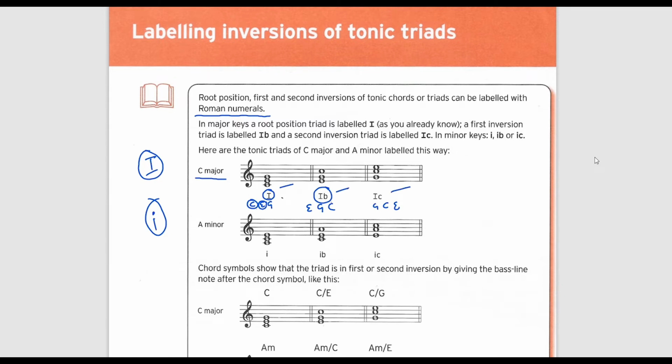So just remember, this is the first inversion, this is the second inversion, and this is the root position. The same thing happens with the minor scale as well. Here you can see this is A, C and E, the three notes. This is the root position, so we write a small one. Then this is C, E and A, so this becomes first inversion, 1B. And this is E, A and C, the second inversion. This becomes 1C, but with a small one.